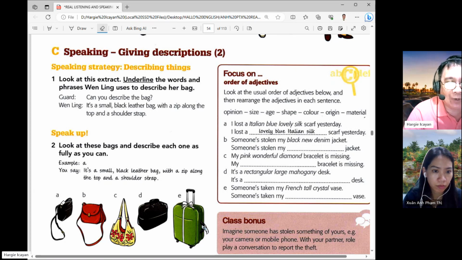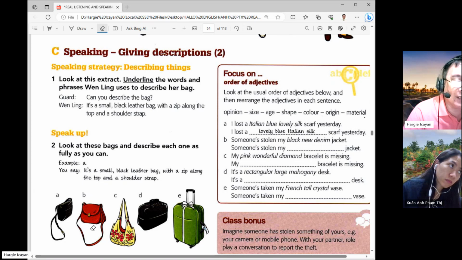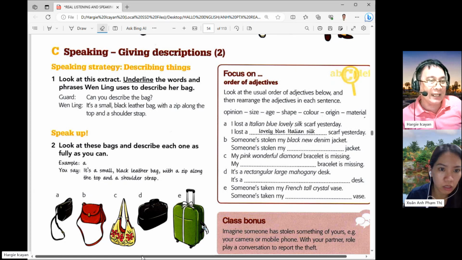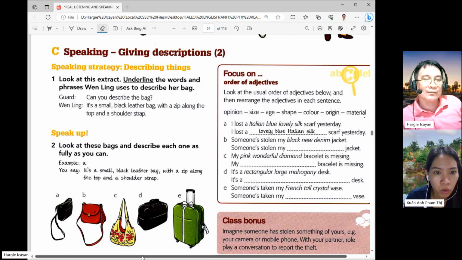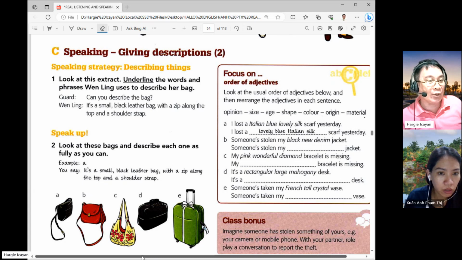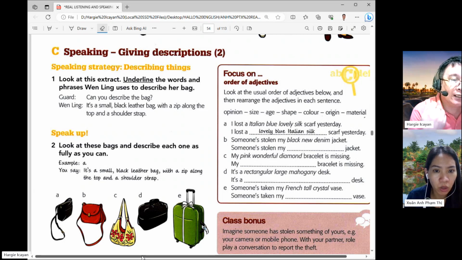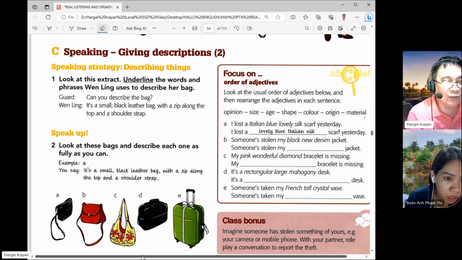So we had an example already, the bag of Wen Ling. So what about letter B, Anne? How are you going to describe that one? You can start by saying it's small. It is a small leather bag with a shoulder strap. So you can say it's a small red leather bag with a shoulder strap.